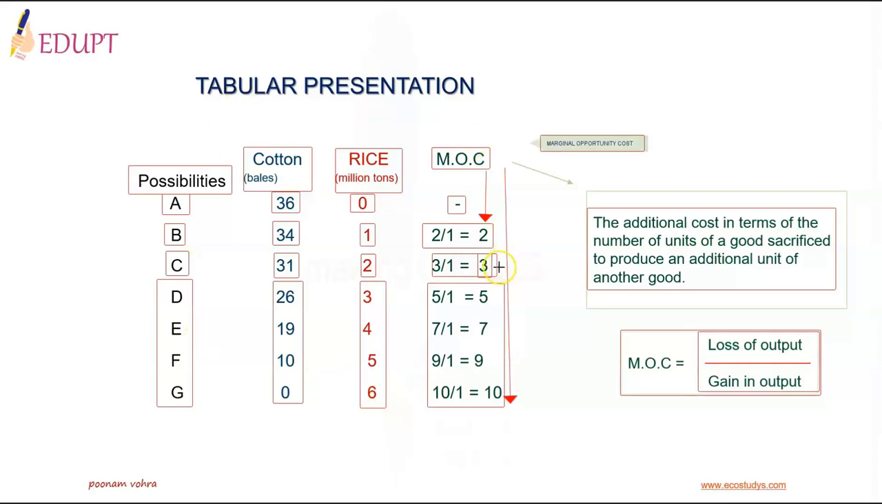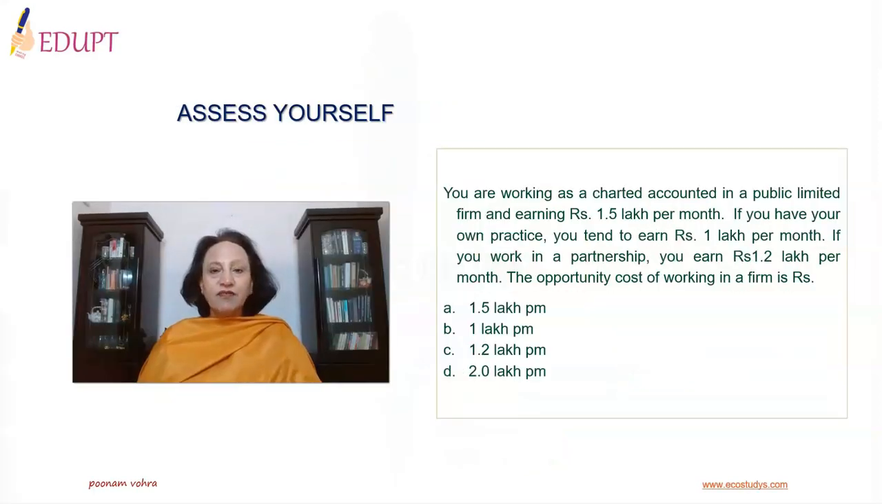Why is it so? Marginal opportunity cost rises simply because all resources are not equally efficient in the production of all the goods. That is, resources which are efficient in the production of cotton are comparatively less efficient in the production of rice.